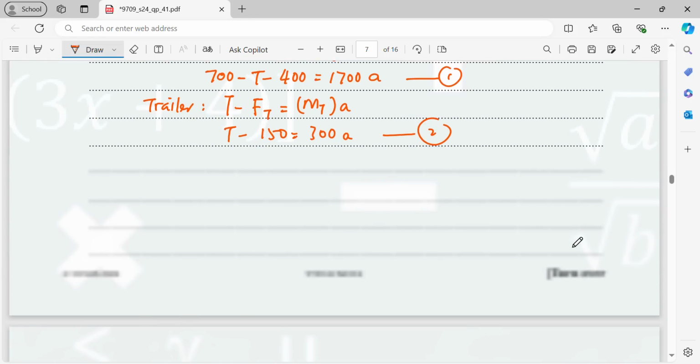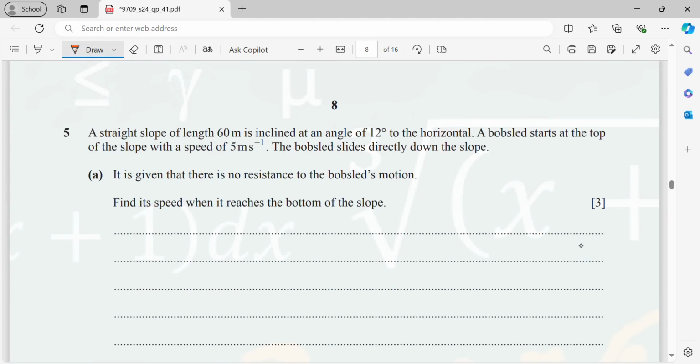Okay, number 5. A straight slope of length 60 meters is inclined at an angle of 12 degrees to the horizontal. A bobsled starts at the top of the slope with a speed of 5 meters per second, and then it slides directly down the slope. Okay, let's say for example, this is the diagram.